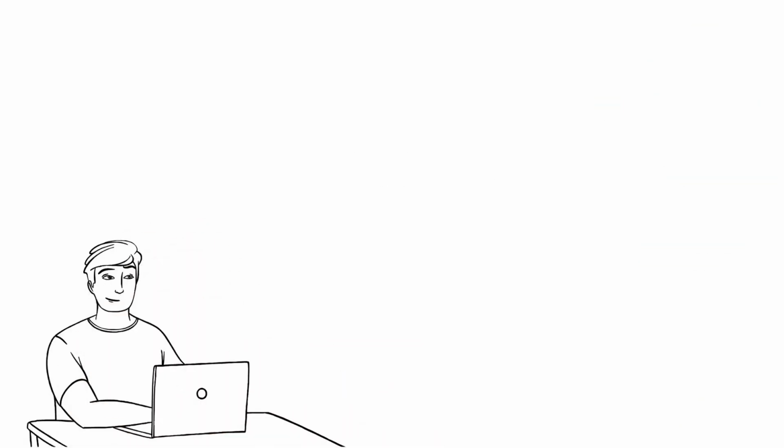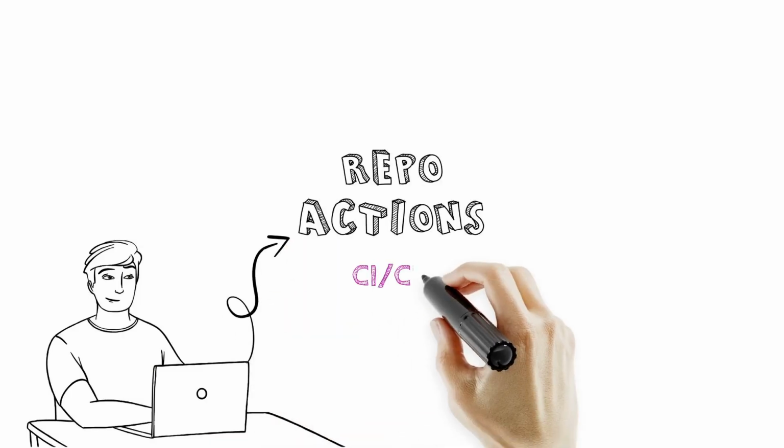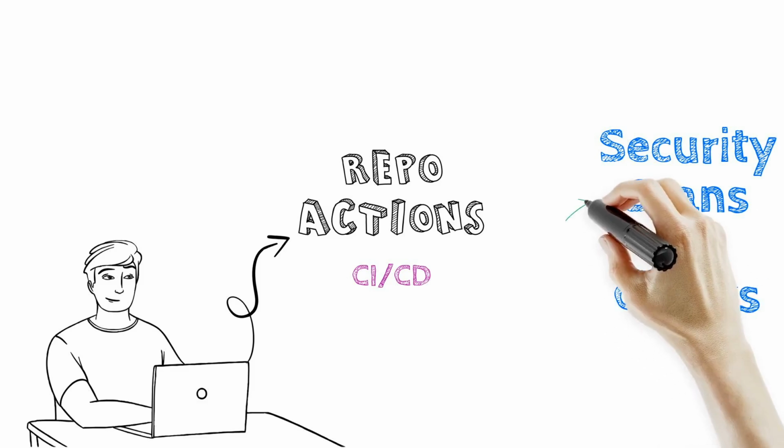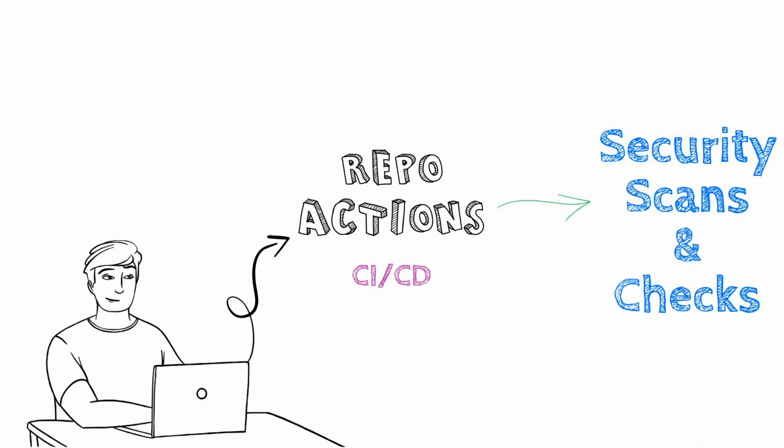Now we are talking about continuous integration and continuous delivery. So, with repo actions defined properly, all the security scans and checks will happen immediately, triggered by each action, for example, a pull request, a commit, a merge request, and so on.